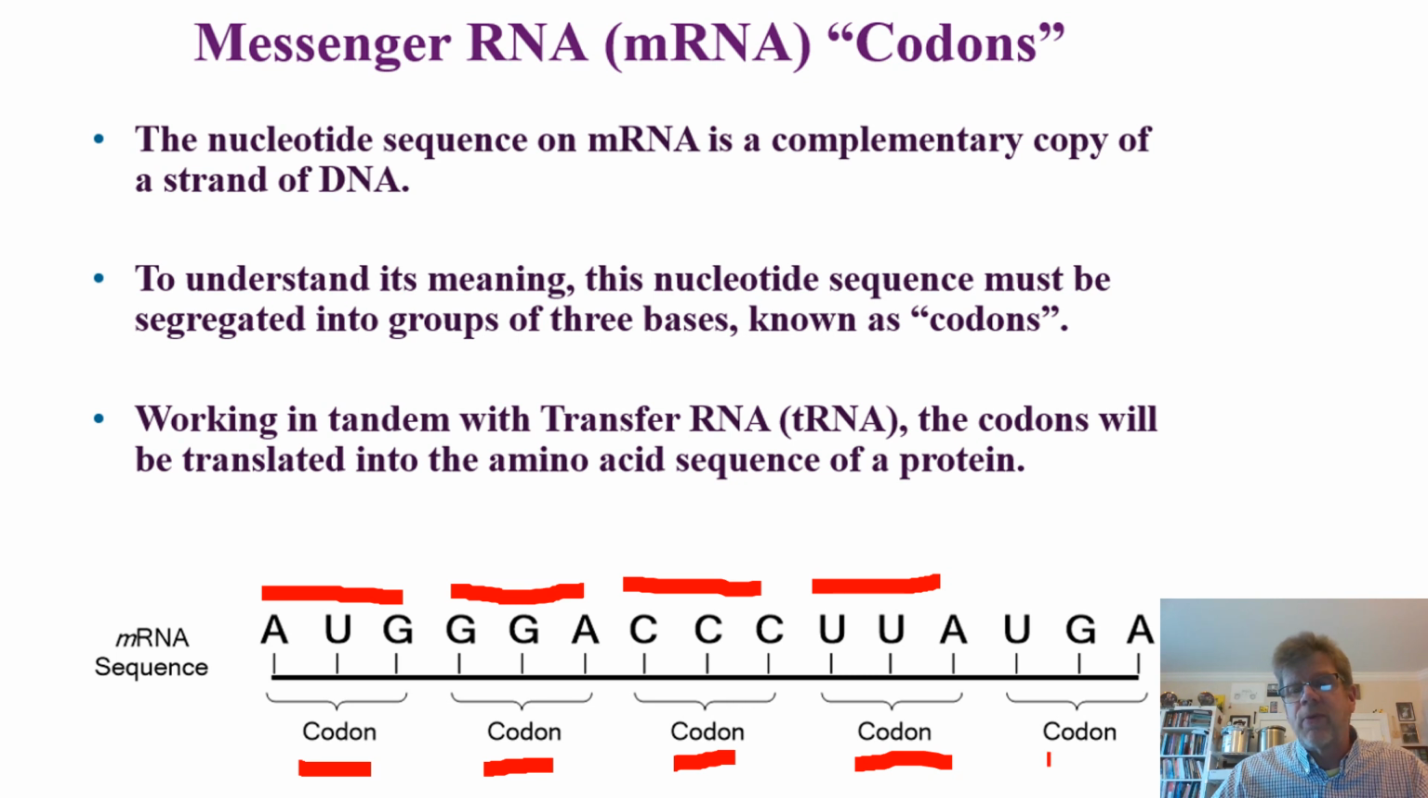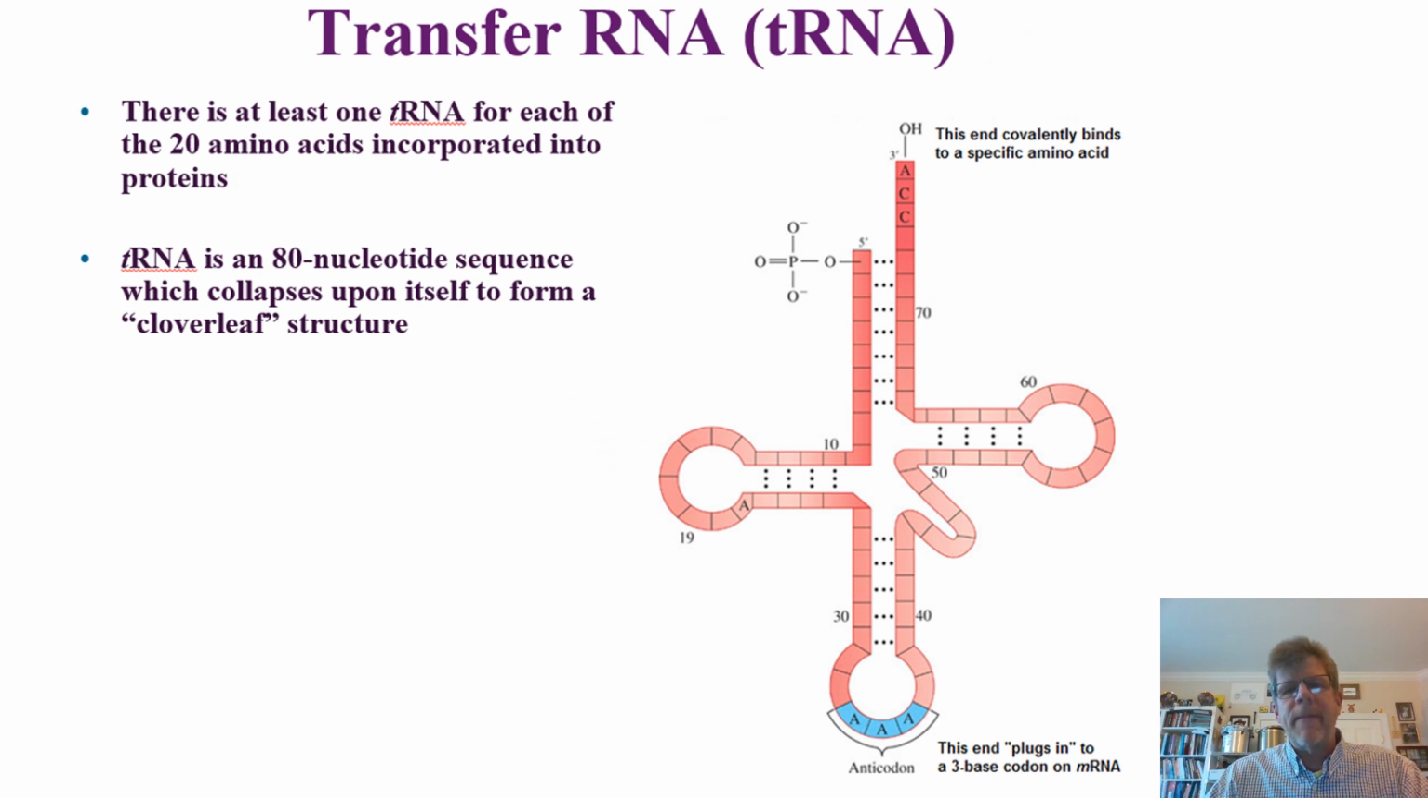These groups of three on the messenger RNA are the actual information, as we'll see later, for translating into the language of amino acids, working in tandem with another class of RNA. That would be our transfer RNA, which we'll ultimately look at next. So our messenger RNA transcript is a copy of the information required to build our protein.